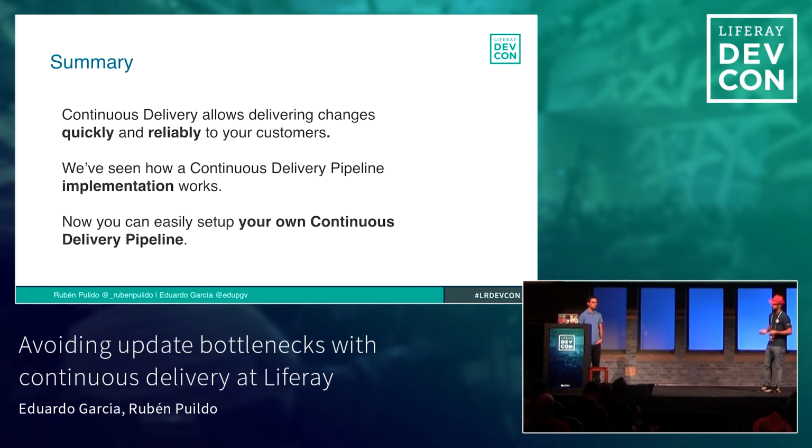Okay. So with this, we are reaching the end of our presentation. Let's wrap up by reviewing what we learned today. The first thing we learned is that continuous delivery allows delivering changes quickly and reliably to your customers. Next, we've seen how a continuous delivery pipeline works. We saw it at work with a real Liferay application. And finally, we hope that you are now able to create your own continuous delivery pipeline with the materials and the script that we provided.